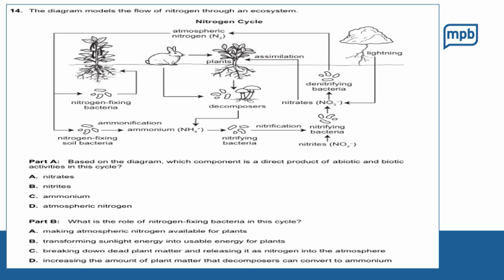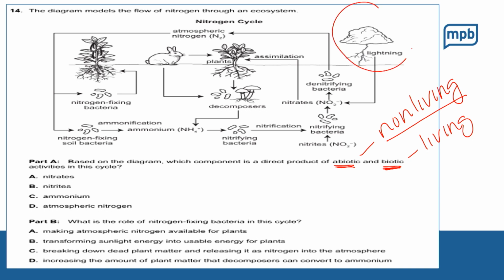All right, so 14 says the diagram models the flow of nitrogen through an ecosystem. Part A says, based on the diagram, which component is a direct product of abiotic and biotic activities in this cycle? So to answer this question, we really need to know what these two terms are, abiotic and biotic. So biotic means something living is doing it, and abiotic means something non-living is doing it. Okay? Well, there's really not a whole lot of non-living things in this picture, right? Because other than the nitrogen itself, all the plants, the decomposers, the rabbit, all of that is living.